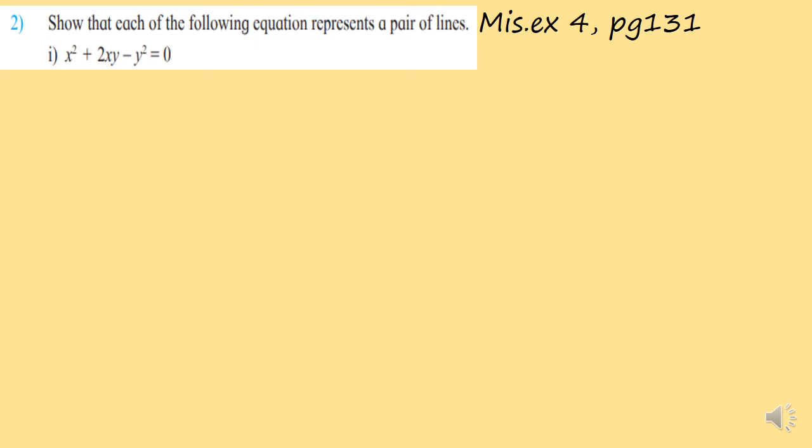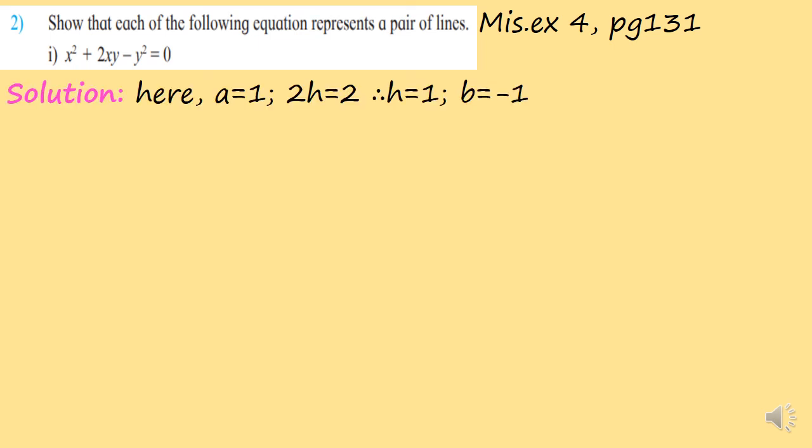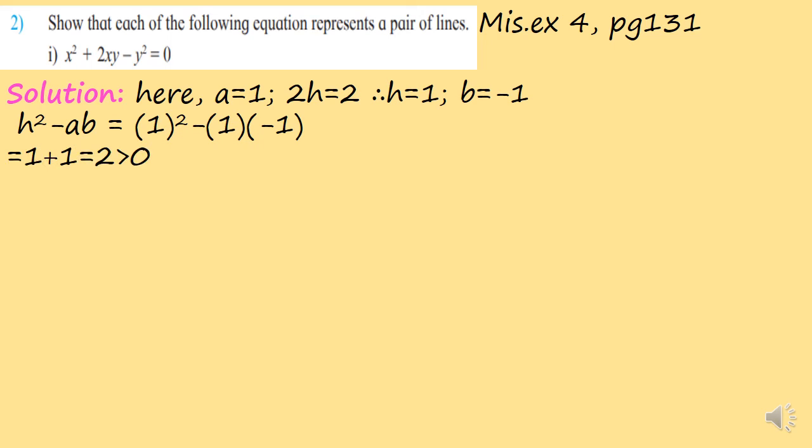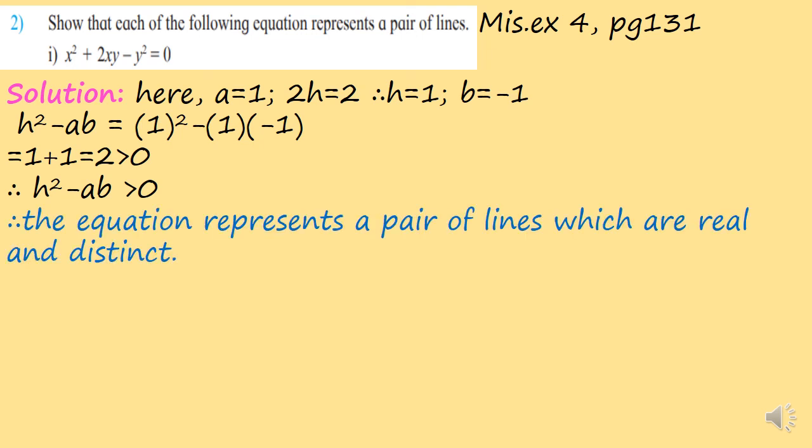So here the first equation x square plus 2xy minus y square is equal to 0 is given. So a is 1 over here, 2h is 2. From 2h we get h, that is 1, and b is minus 1. Calculate h square minus ab, which turns out to be 2, and 2 is positive, isn't it? And therefore we write that h square minus ab is positive, and therefore the equation represents a pair of lines which are real and distinct.